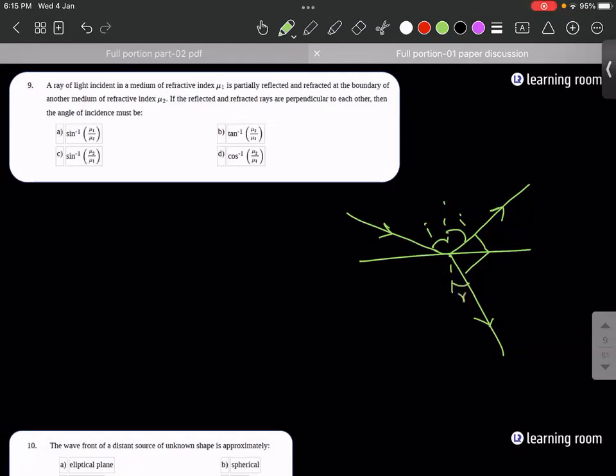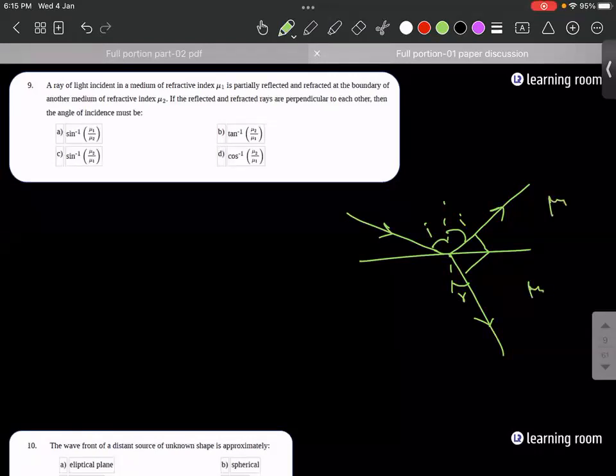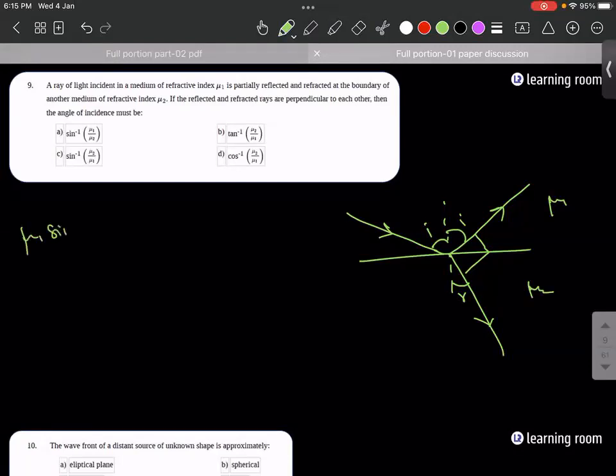So if I take this to be R, so first thing, what will I do? If this is mu1, this is mu2, so mu1 times sin I is equal to mu2 times sin R. Accepted? Right. So sin I is equal to mu2 divided by mu1 into sin R. So what is the relation between I and R?